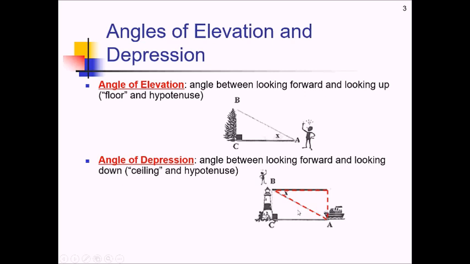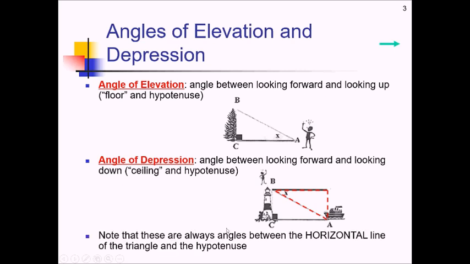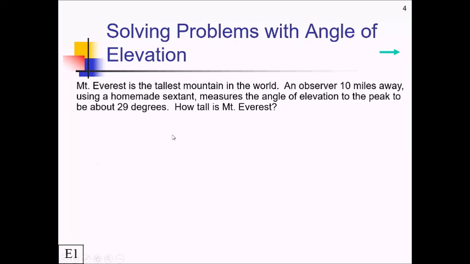Now, it's interesting to note that there's actually kind of two triangles in here. You could also think of the angle of depression as being the same as the angle of elevation looking up at the lighthouse from the ship. So this angle here and this angle down here actually come out to the same thing. In general, it's helpful to think of these as always being angles between a horizontal line of a triangle and the hypotenuse of the triangle. So, without further ado, let's take a look at our first real-life problem involving right triangle trig.